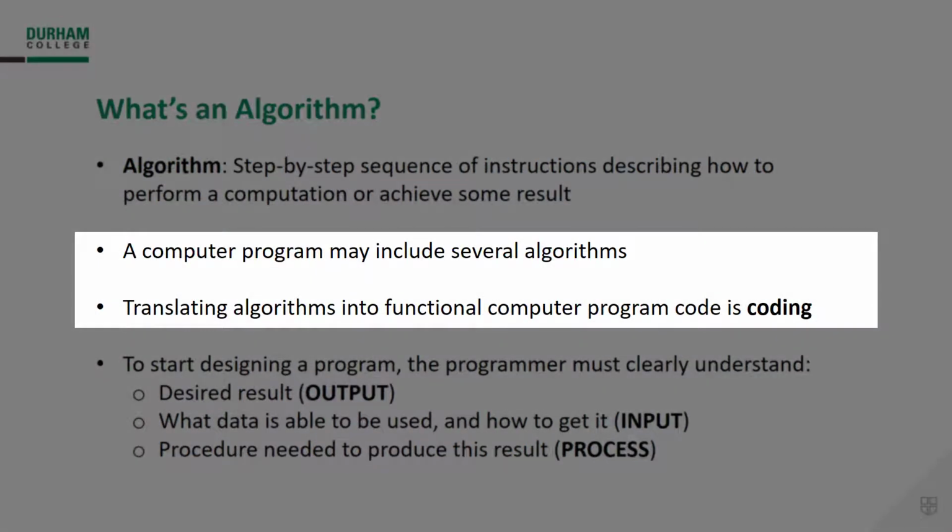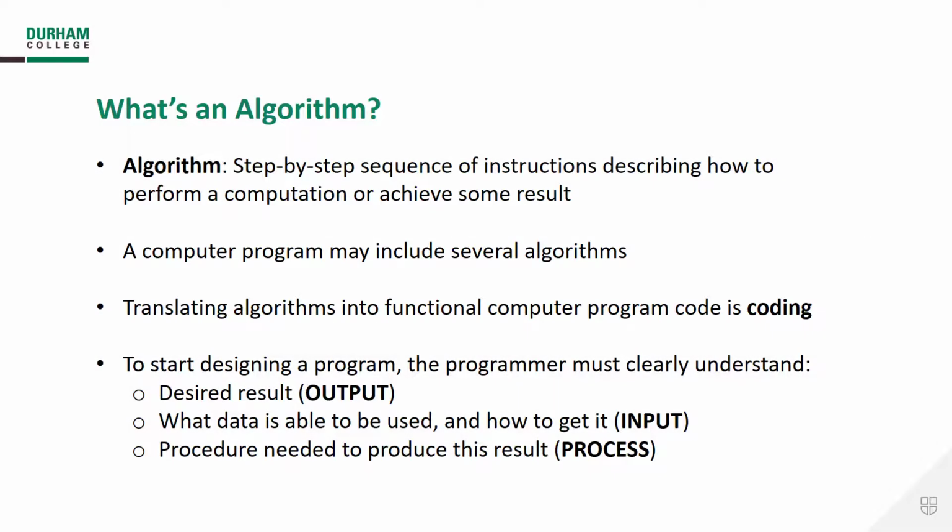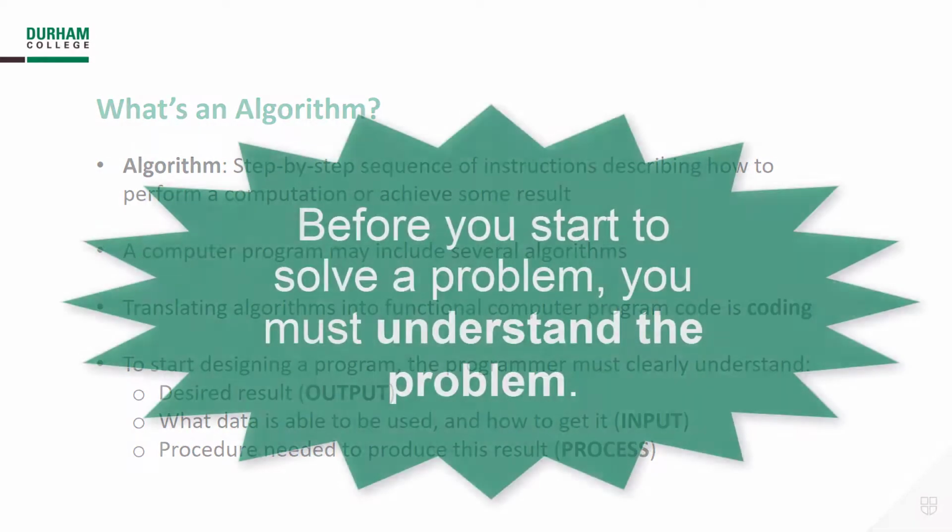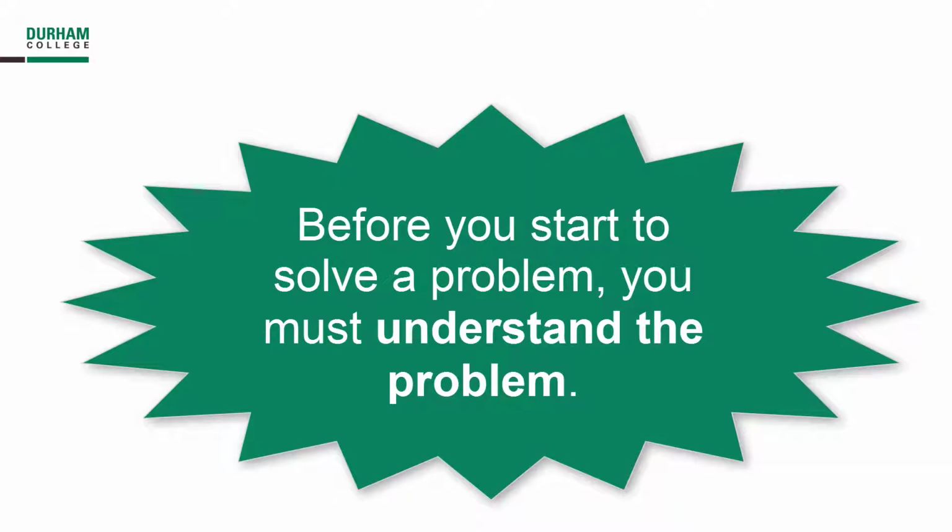Any given program might be made up of a number of algorithms that have been implemented by translating them from whatever form they're in into the actual programming language. That process of switching from your English-like algorithm to actual program code is what's known as coding. Now, if there's one thing that we really want you to understand out of this entire course, and that's probably more important than anything else, it's that before you sit down and start coding your program or even designing the algorithm, you really have to understand the problem.